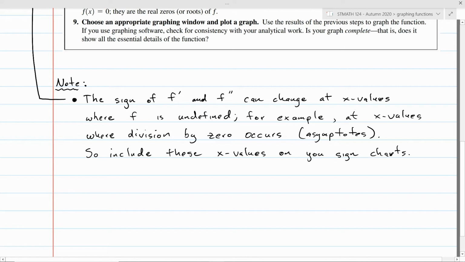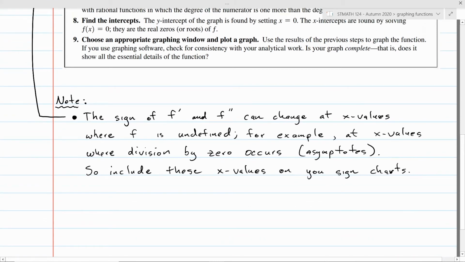And then one thing, I put a note down here that the sign of f prime and f double prime can change at x values where f is undefined. So points that are not in the domain of the function are not considered critical values or possible inflection points, but the behavior of the function can change around these points. Like the function can change from concave up to concave down on either side of an asymptote. So you do want to keep track of those places where the function is undefined, especially if they're isolated locations like you would see at asymptotes. Okay, and so we'll want to put those x values on your sign charts.